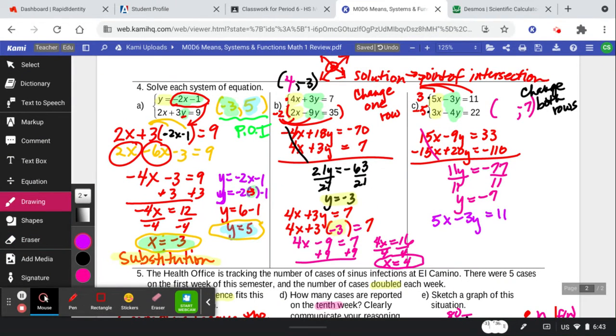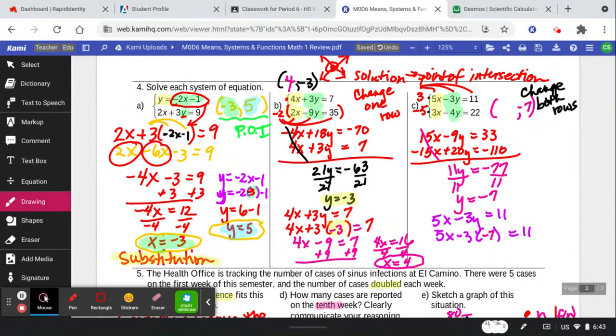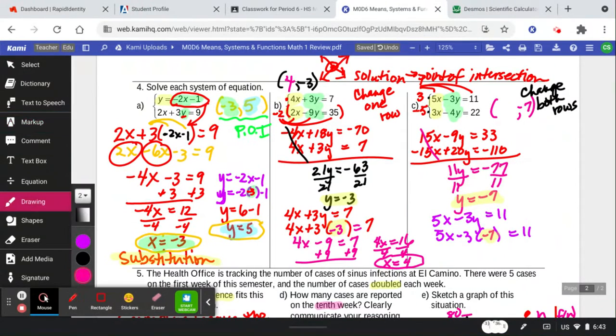Okay, so 5x minus 3y is 11. I'm going to leave a big open space at the y because I'm able to plug in the -7 that I just got from right here. See how we got y equals -7? So plug in -7 for y. -3 times -7 is +21.